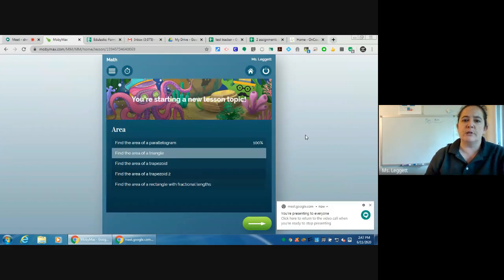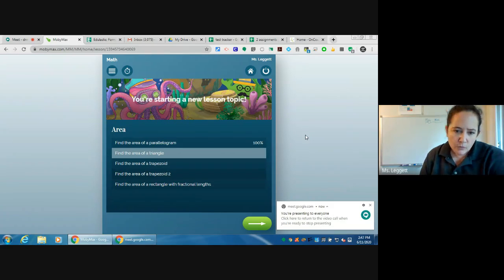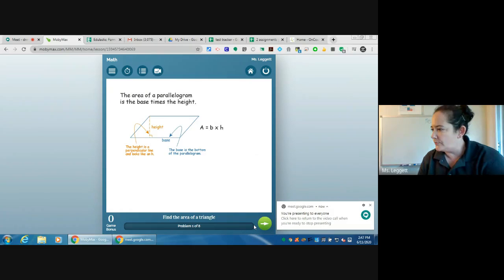Okay, guys, so this video is the second video for finding the area on Moby Max. This time we're doing the area of a triangle. So let's get going. If you need help with the area of a triangle, this is for it.